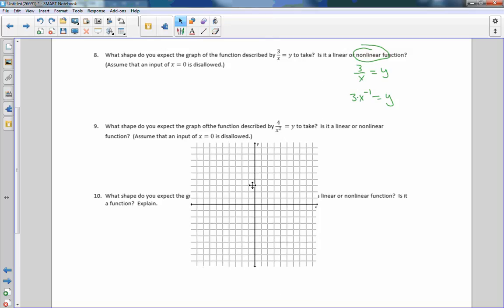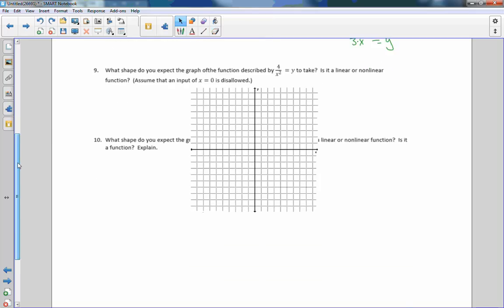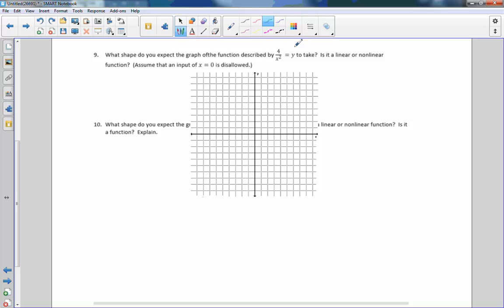Okay, so moving along. Same thing here. We now have this one. We have a squared value, so I definitely know it's nonlinear no matter where that 2 is. And now let's substitute values in. Again, I can't plot a 0 because it's undefined. If I plug in 1, 1 squared is 1, so 4 over 1 is 4. Over 1, up 1, 2, 3, 4.